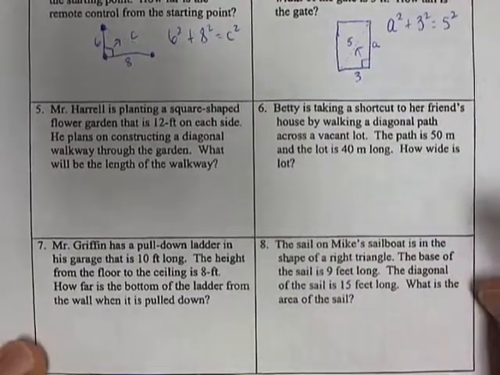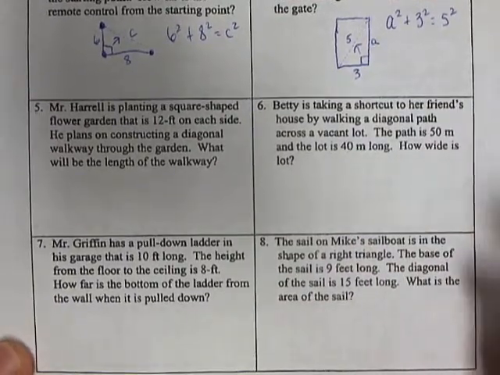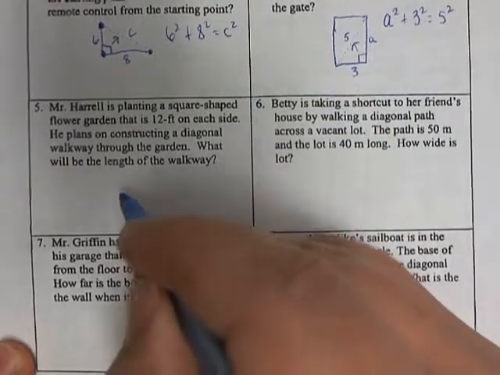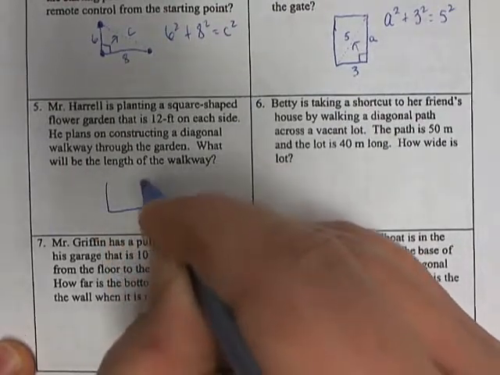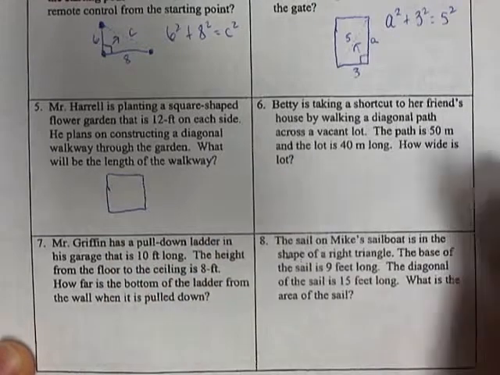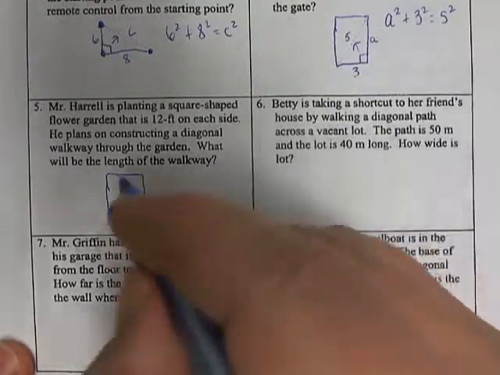Number 5, Mr. Harrell is planting a square-shaped flower garden. Square-shaped flower garden, so draw a picture of a square, that has 12 feet on each side.